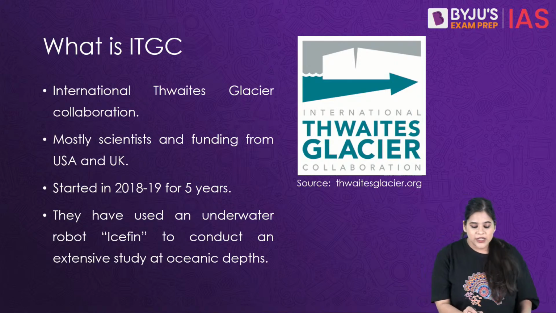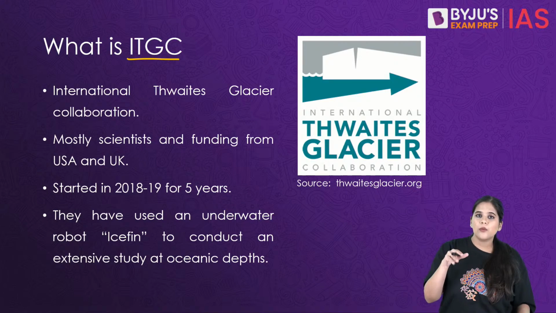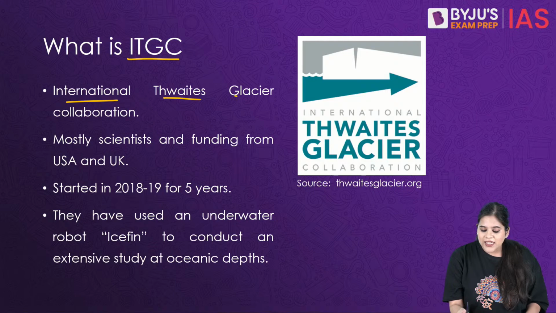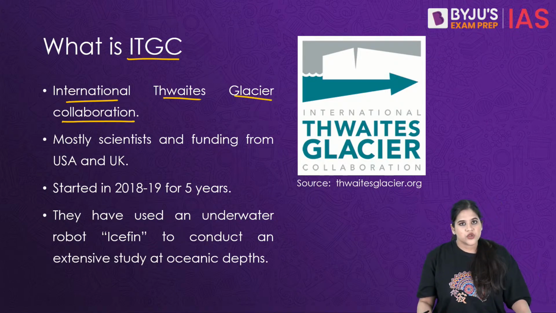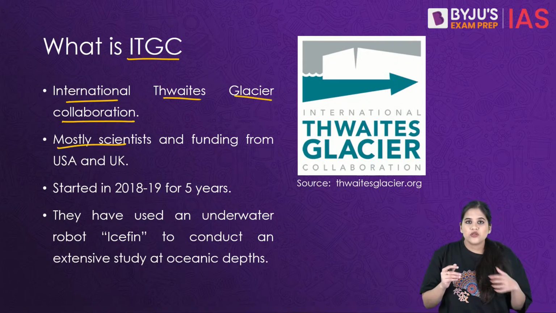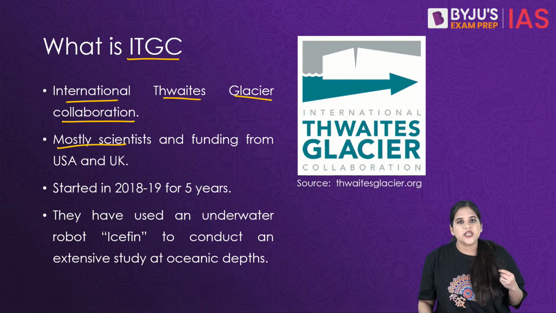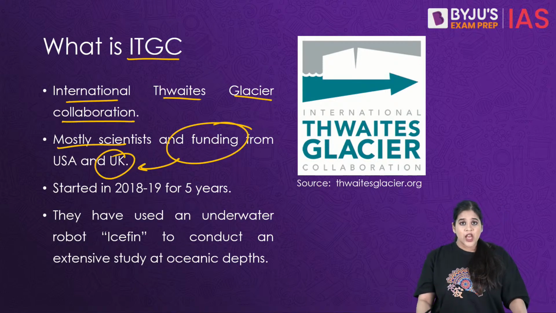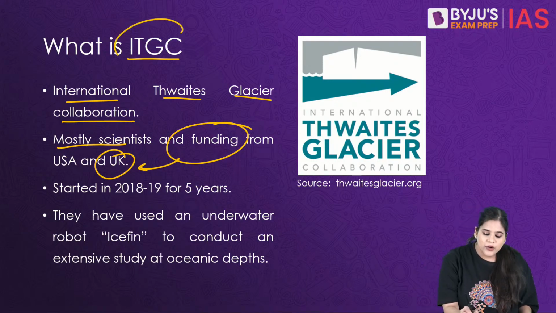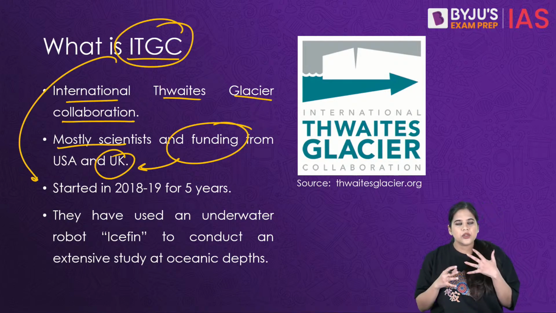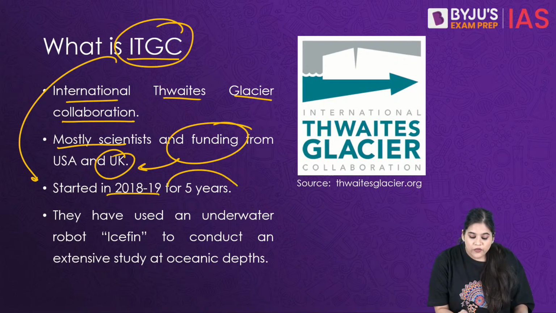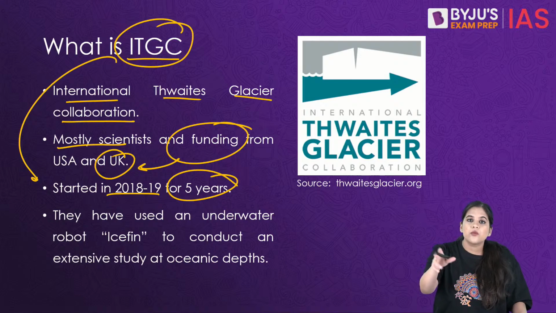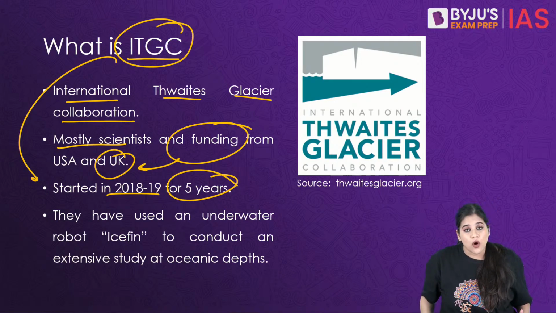Now, what is ITGC? The full form is International Thwaites Glacier Collaboration. It consists of mostly scientists from the United States of America and the United Kingdom, and they are also funded by these two countries. This collaboration started in the year 2018-19 for 5 years to study one of the most unstable glaciers of Antarctica.